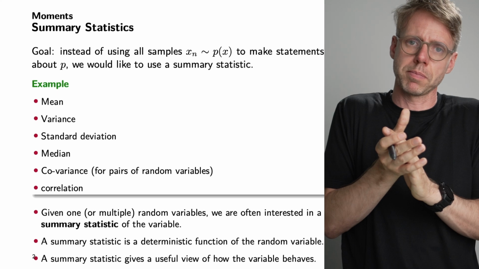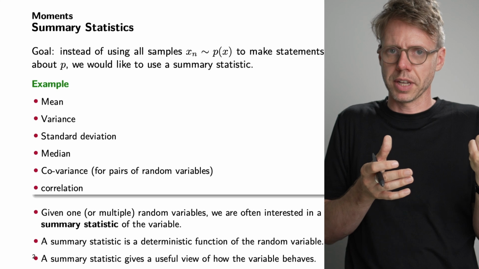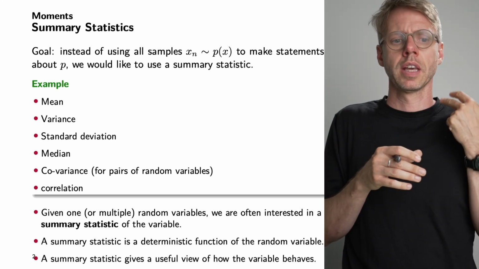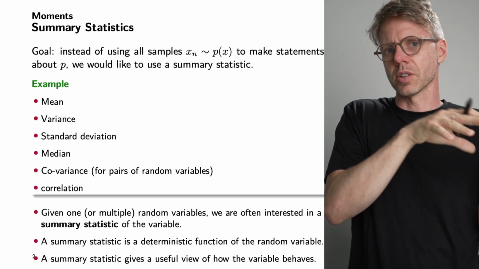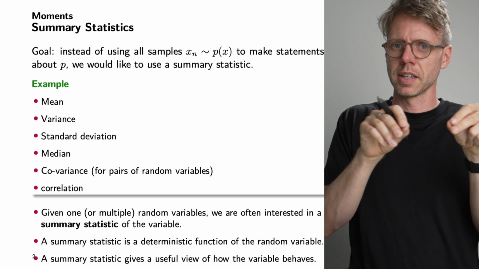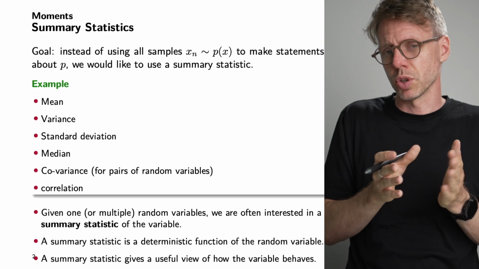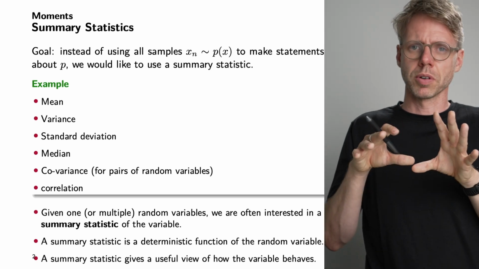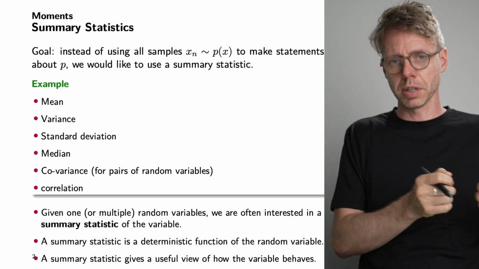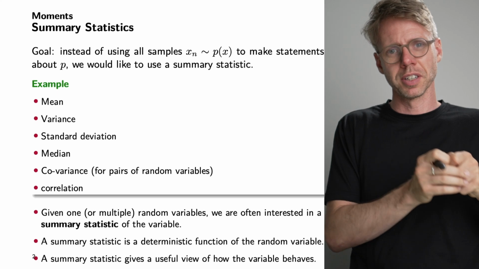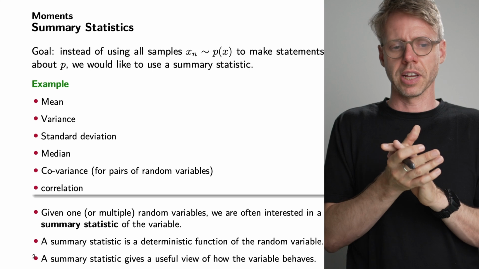Some examples of summary statistics are the mean of a variable, the variance, giving an idea of the spread, the standard deviation, which is similar to the variance as a measure of spread, but in the same units as the values of the variable itself, the median, which is somehow related to the mean, the covariance in case we have multiple variables, so how do they vary together in relation to each other, as well as correlation.